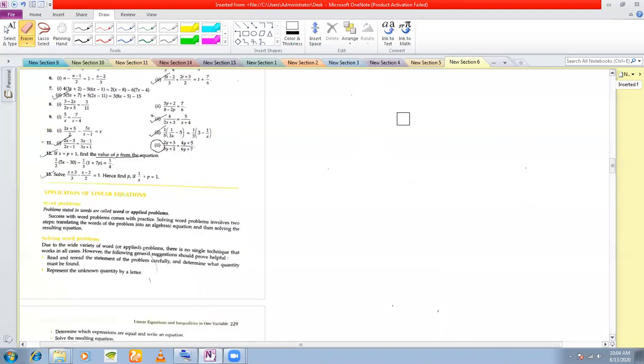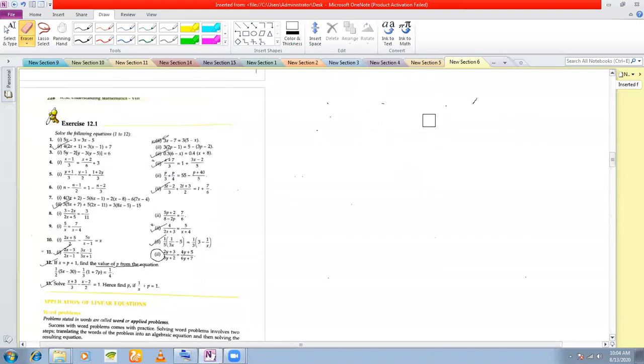Do the method as you have been doing earlier. Let us see this problem once again. So we have (x plus 3) divided by 3 minus (x minus 2) divided by 2 is equal to 1.